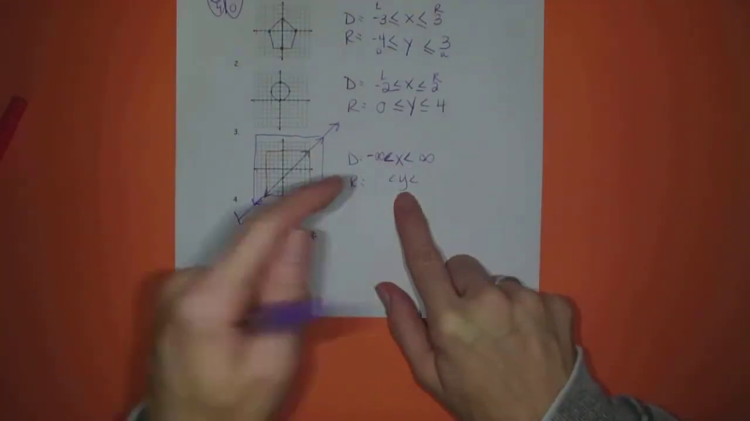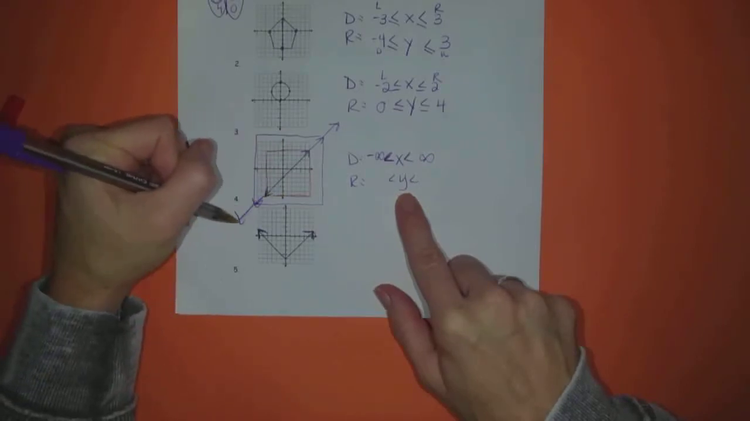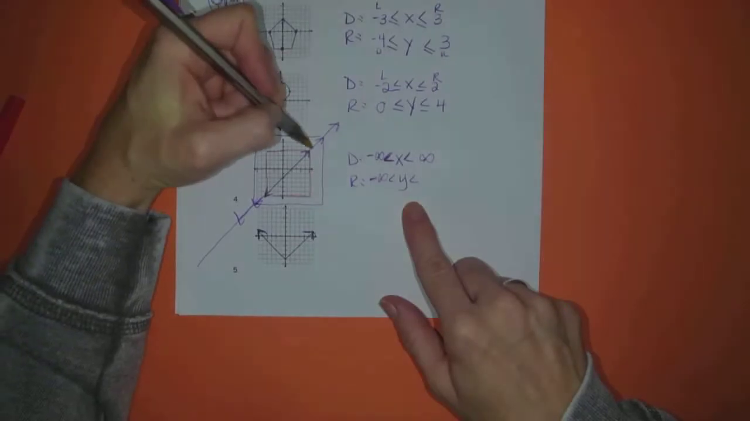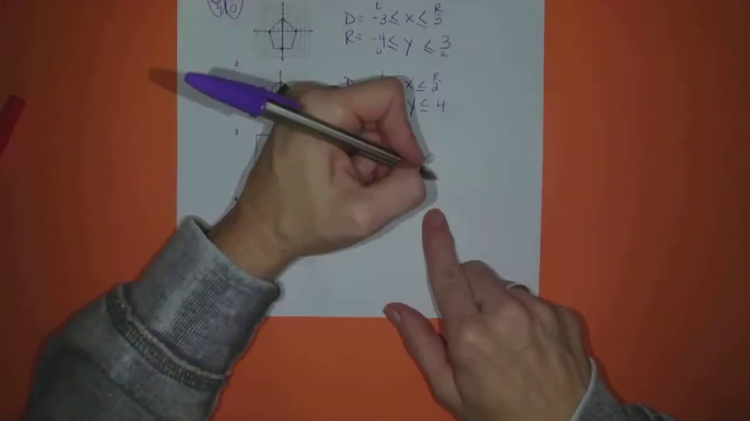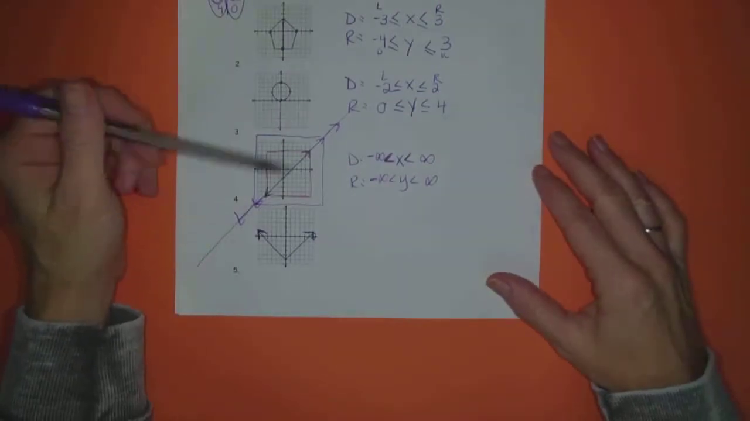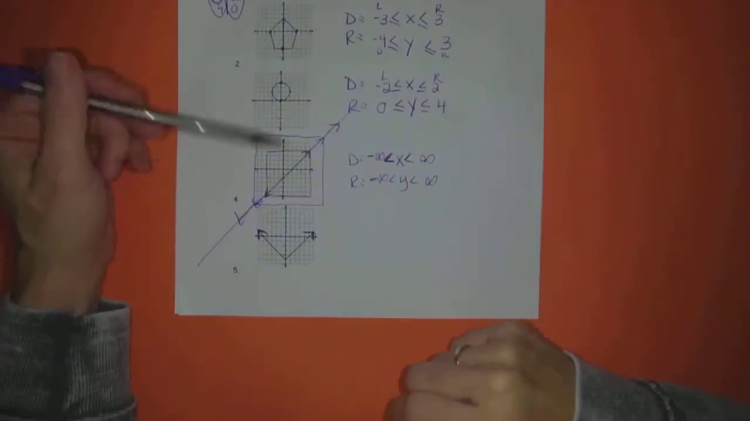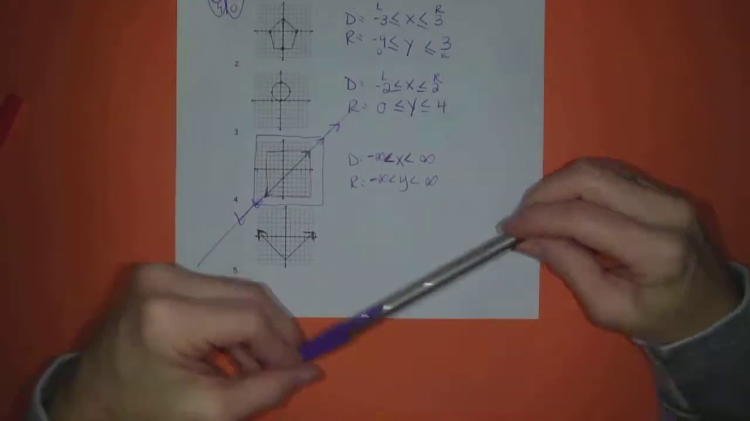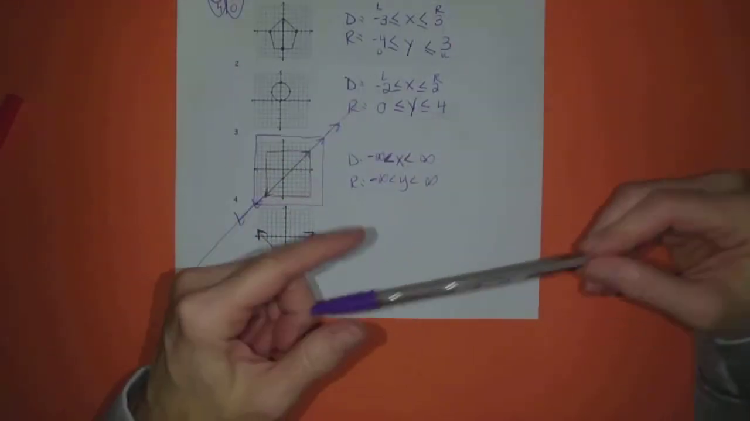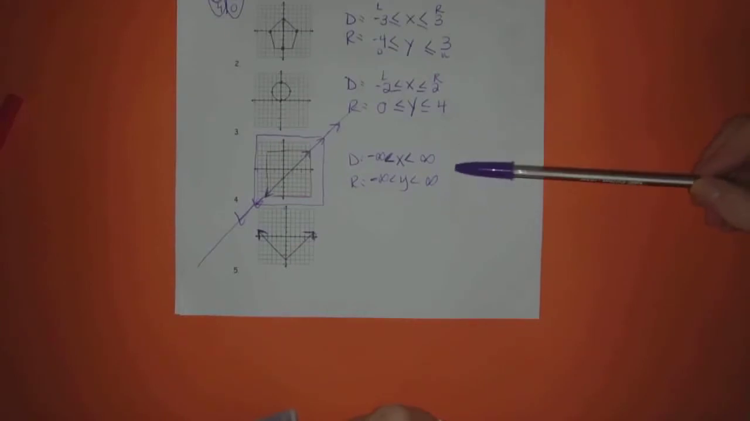Same thing with the y's. How far down does this graph go? Forever and ever. Negative infinity. How far up does it go? Forever and ever. Positive infinity. So we learned that whenever you have a diagonal line, a linear equation that's neither horizontal nor vertical, but diagonal, and arrows on both ends, this is always going to be your domain and range.